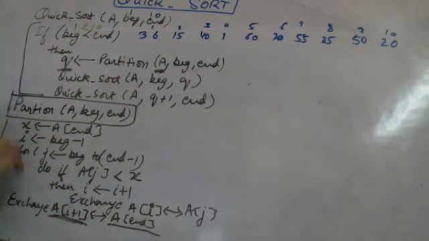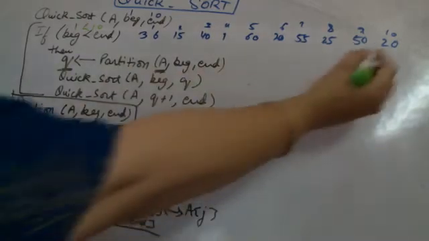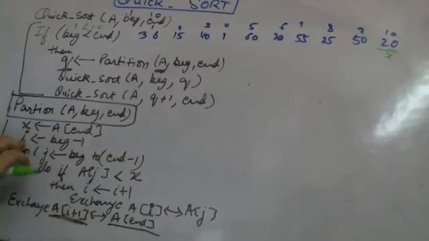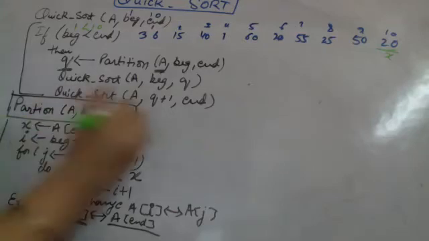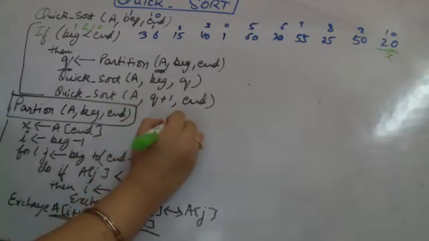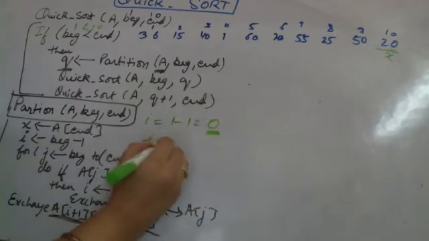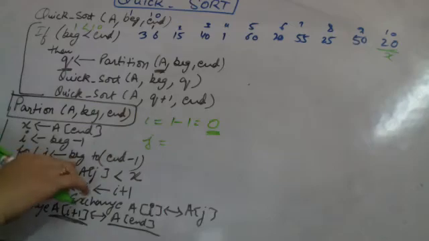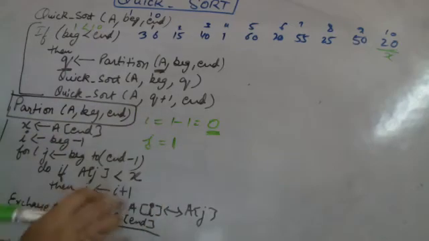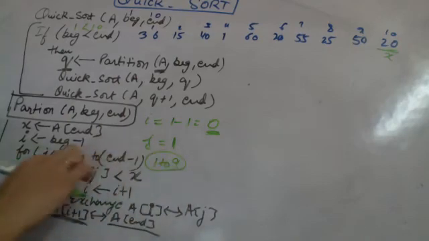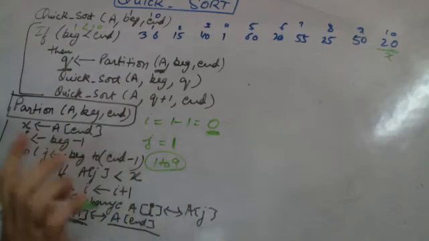Let us come here. X is A of n. That means X is this 20. This is now X. I is beginning minus 1. So i is 1 minus 1, which is 0. j is initially beginning, which is 1. And I have to run this loop from 1 to 9. Beginning से end minus 1 तक this loop is running.